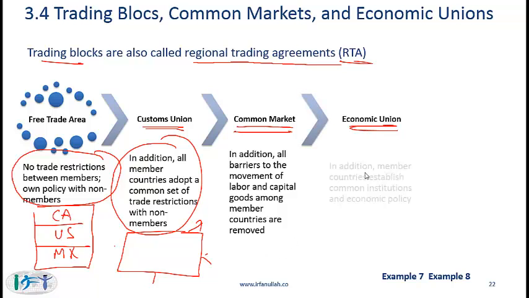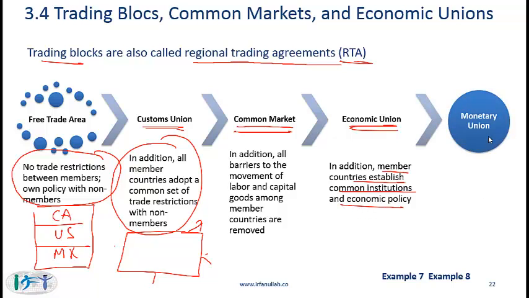An economic union is the next level of integration. Here, member countries establish common institutions and economic policy. And the final level of integration is a monetary union where all countries adopt a single currency. And the classic example would be the Eurozone.